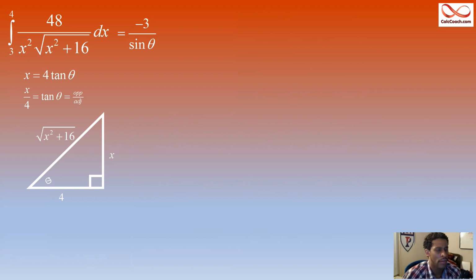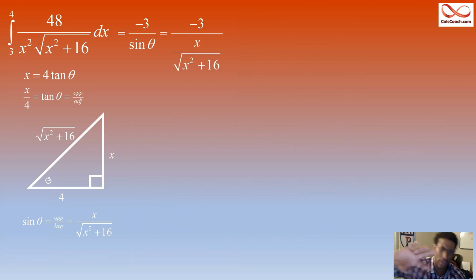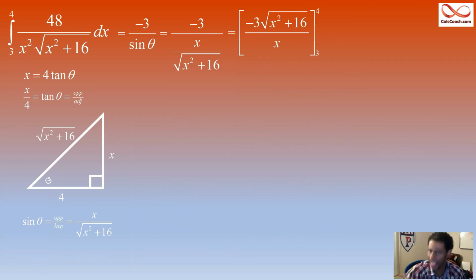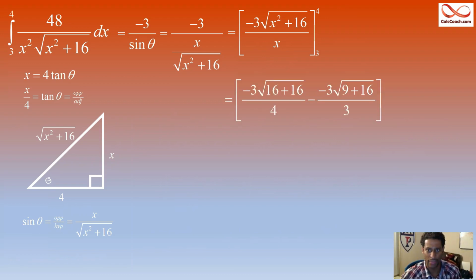All right, great. So then we know that sine theta is opposite over hypotenuse, SOHCAHTOA, and so it'll be x on top of the square root of x squared plus 16, replacing the sine of theta. But you can multiply by the reciprocal and put that radical up top, and now we're ready to plug in those bounds of 4 and 3. And I'm a big fan of just replacing the x's with the upper and the lower bound, and later figuring out what that is.